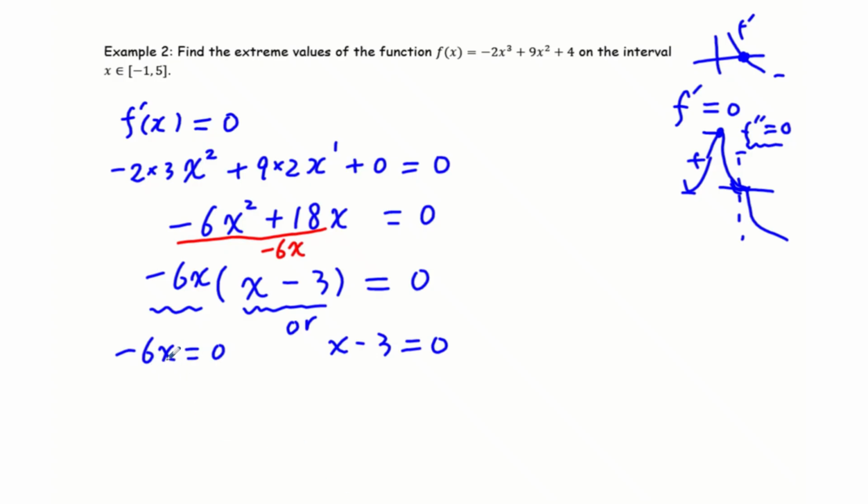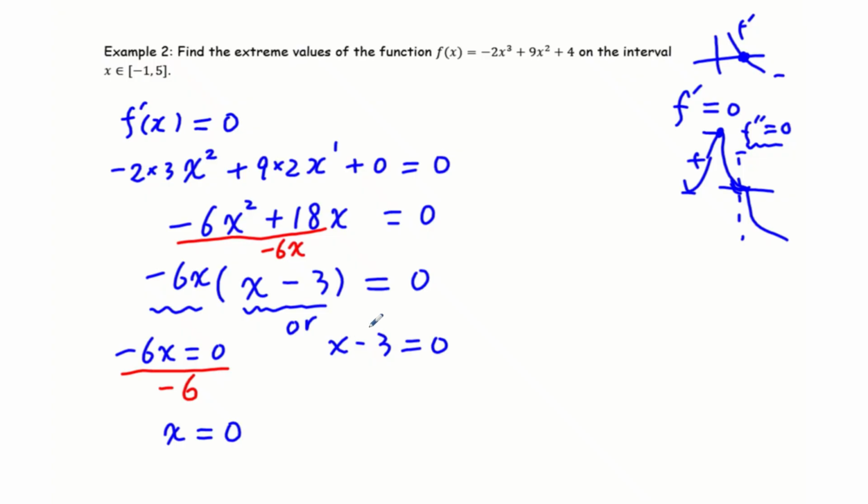-6x equals 0. Isolate x, move the -6 to the other side. Here, be careful, it is multiplication. The opposite operation is division. So we divide both sides by -6. -6 divided by -6 is 1x. 0 divided by -6 is 0. So this is the solution for the first linear equation.